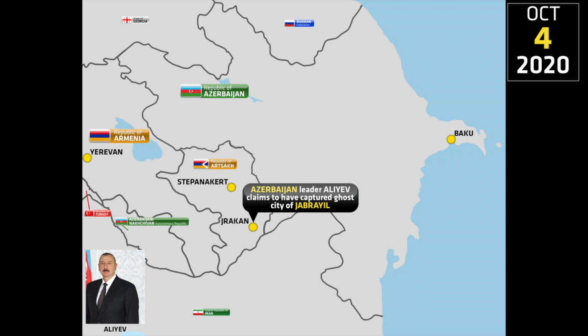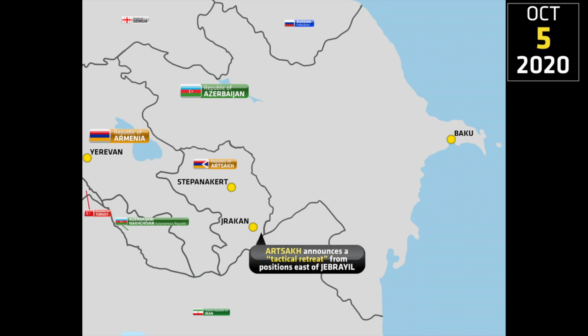After Aliyev had declared that all of Jebrail was in Azerbaijani hands on October 4th, Artsakh the next day announced a retreat from positions east of the ghost town. The next day, third-party sources did confirm the Azeri advance to the outskirts of Jebrail, although it was in fact until October 9th until they had the city entirely in their control, with some of the most intense fighting of the nascent war occurring amidst the ruins.